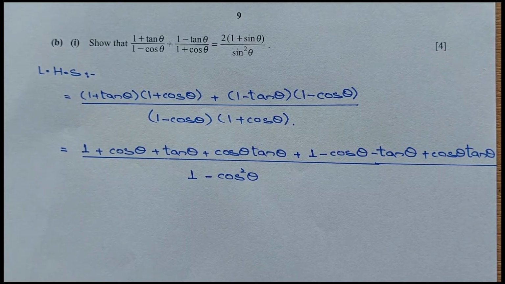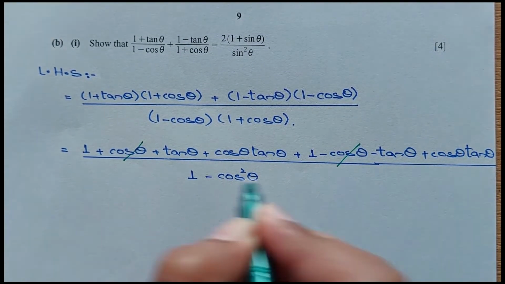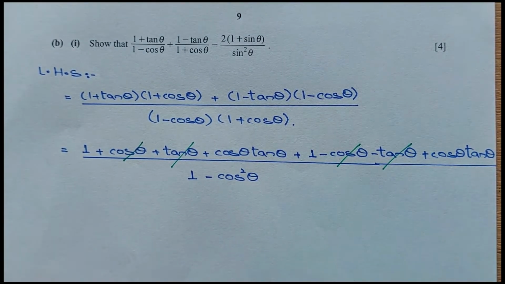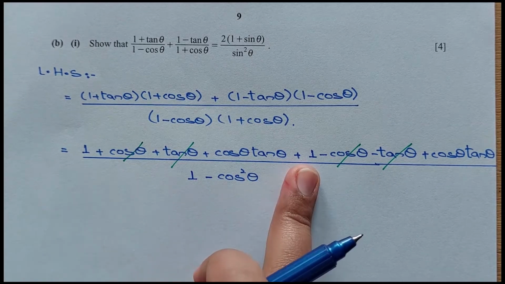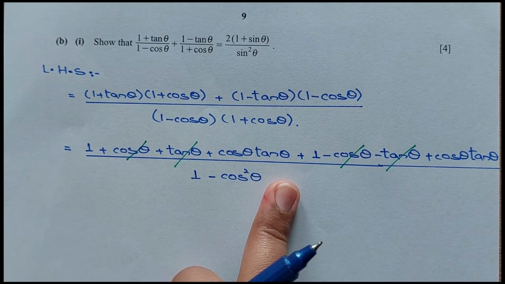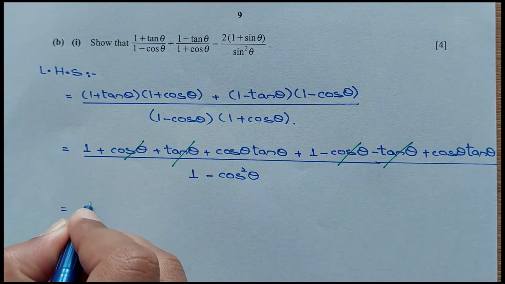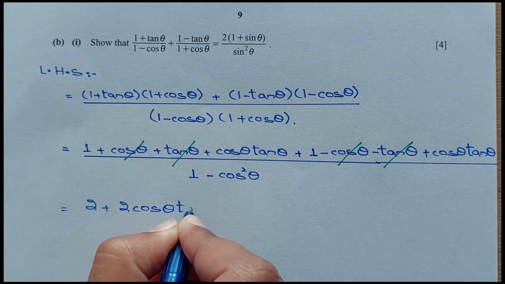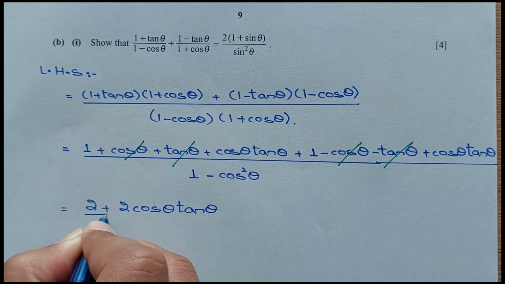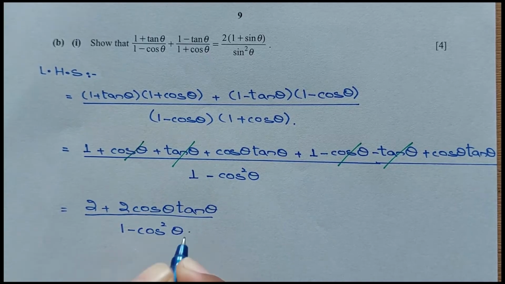Okay, now let me cancel the terms. Plus cos theta minus cos theta plus tan theta minus tan theta. Okay, so now we are left with 1 plus 1 is 2, and cos theta tan theta plus cos theta tan theta is 2 cos theta tan theta. So we have 2 plus 2 cos theta tan theta over 1 minus cos square theta.